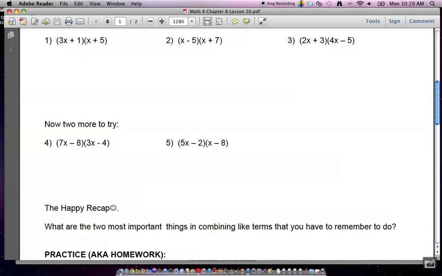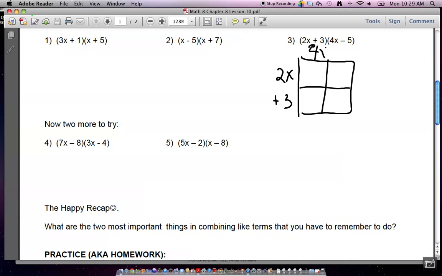So, let's take a look here and see how we did. 2x plus 3, 4x minus 5. And let's fill in all the boxes. Let's see what we get. Ready? 2x times 4x is what? 8x squared. Good. 2x times negative 5 is what? What's 2x times negative 5, guys? Negative 10x.